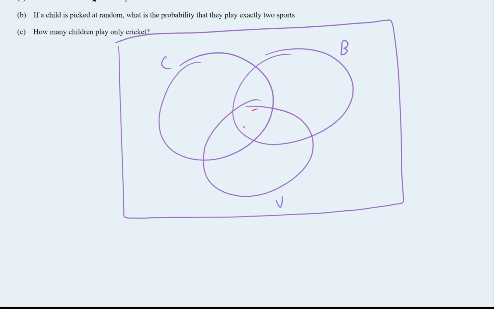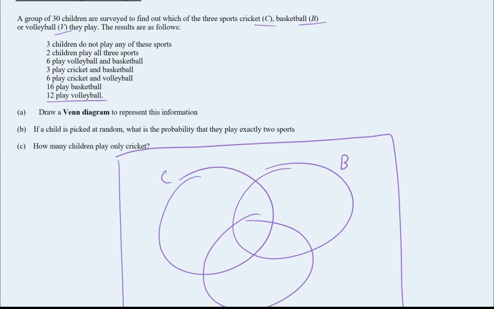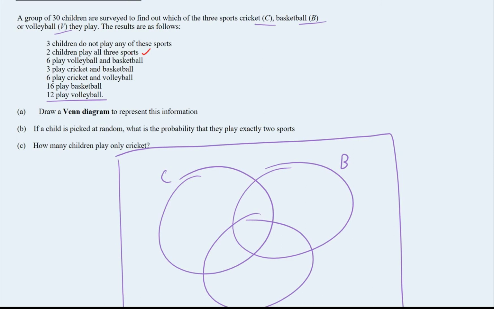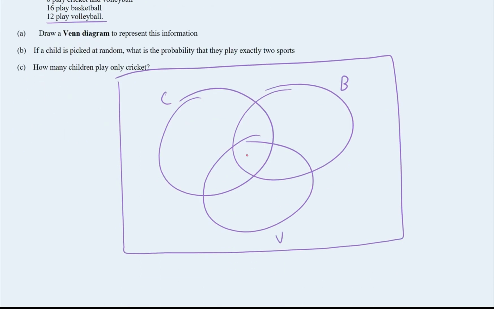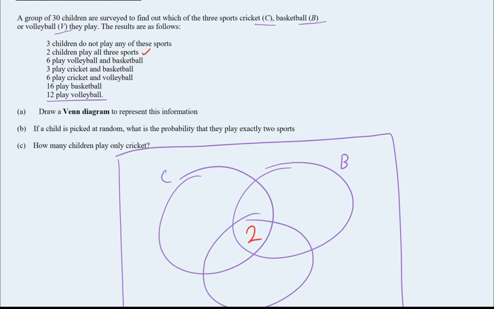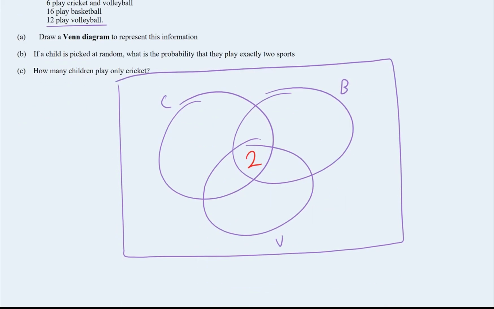So by the middle, I'm going to work out what number goes here first. So we are told that 2 children play all 3 sports. So there's going to be a 2 right in the middle. Next, working outwards, and I'm looking for groups of people who play 2 sports only. So next, 6 play volleyball and basketball. So if I draw the overlap between the volleyball and basketball circles, we see that that group has to add to 6. Now I've already got 2 from before, so that means I need another 4. Key thing here is you basically always take away from stuff more in the middle, if that makes sense.